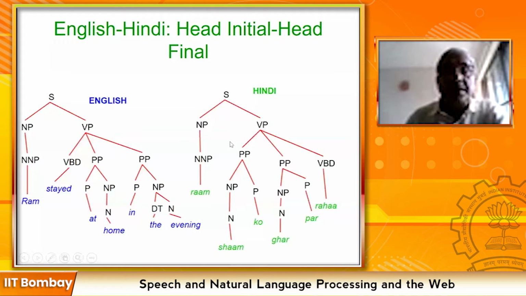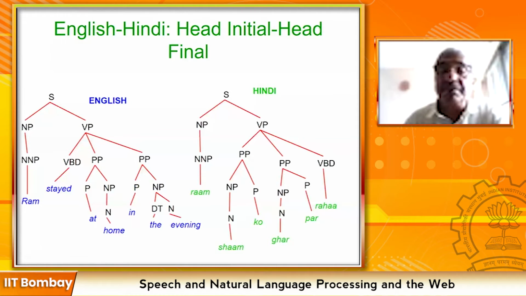How does the Hindi parse tree look? S goes to NP, NNP which is Ram. S goes to VP, which is also fine. Now the difference of the language character begins to surface. Here VP is PP, PP, VBD. In English, it was VBD, PP, PP.